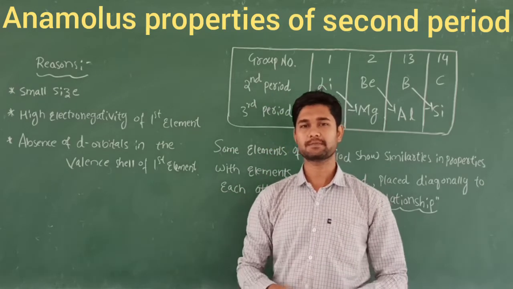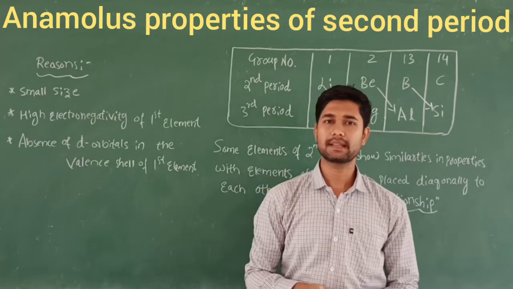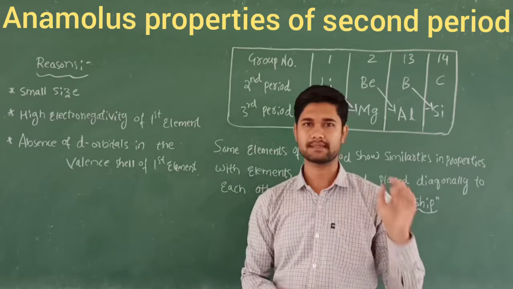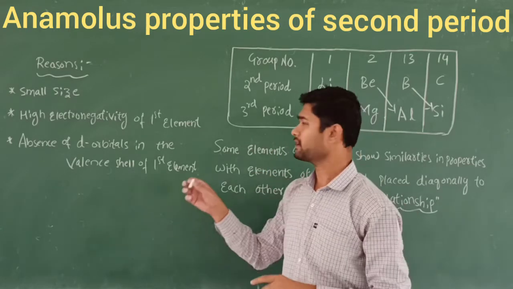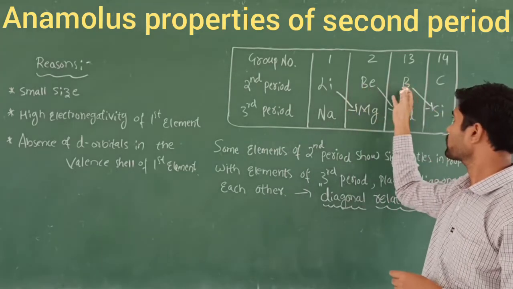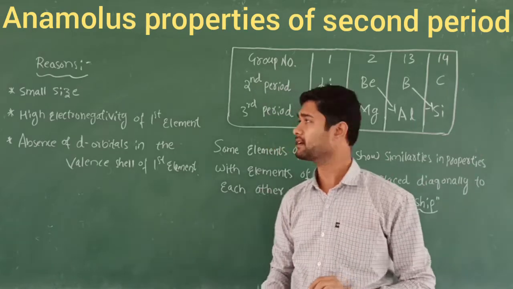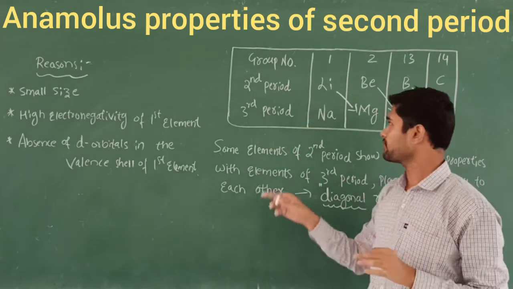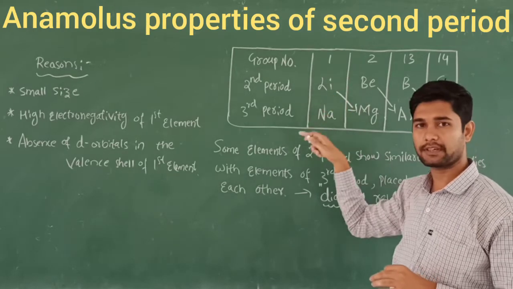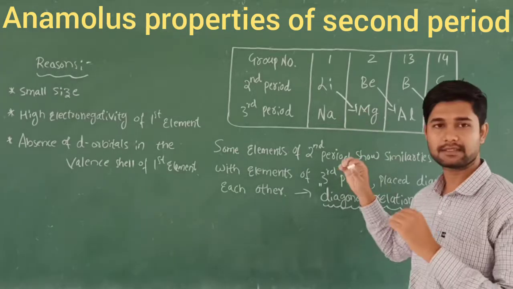What do you mean by this anomalous property? Let us discuss here. You know that in the first period only the elements hydrogen and helium are present, and both are gases. Coming to the second period, first comes lithium, next beryllium, boron, carbon, nitrogen, oxygen, fluorine, neon. These come in the second period, right? Group 1 elements are hydrogen, lithium, sodium, potassium, rubidium. Group 2 is like this: beryllium, magnesium.